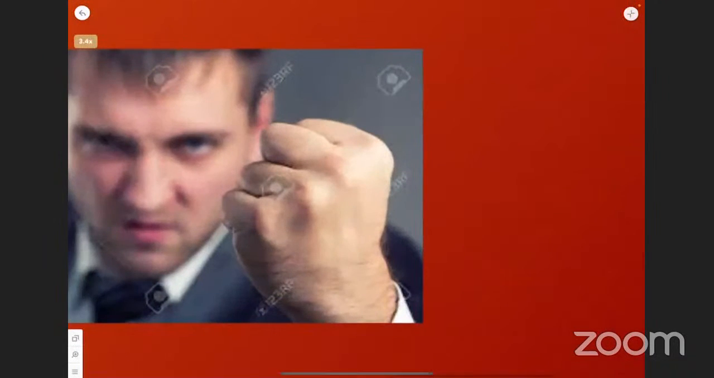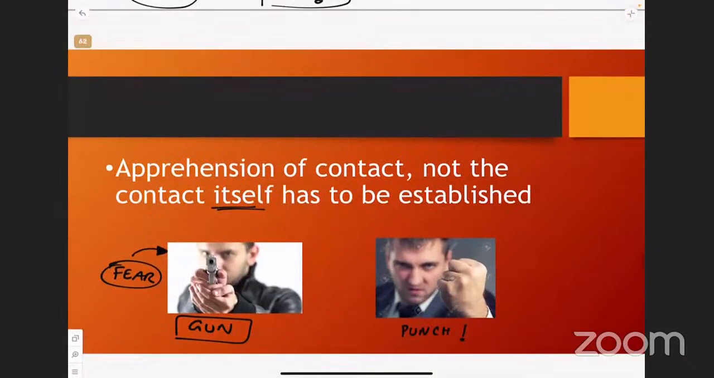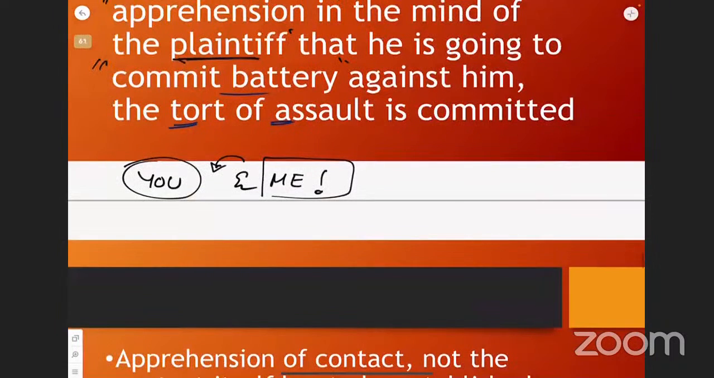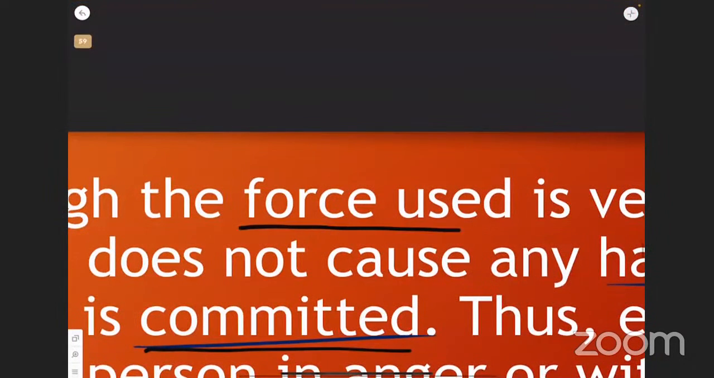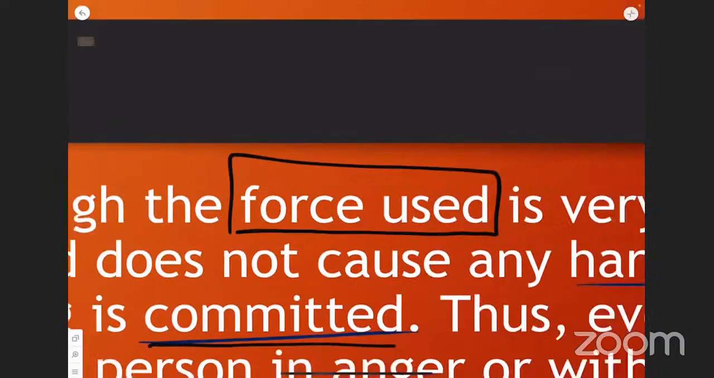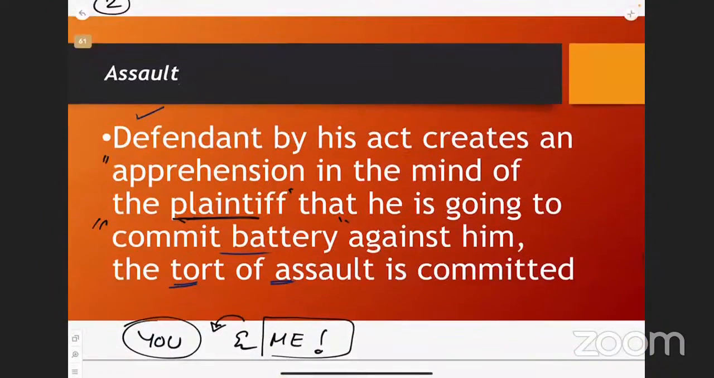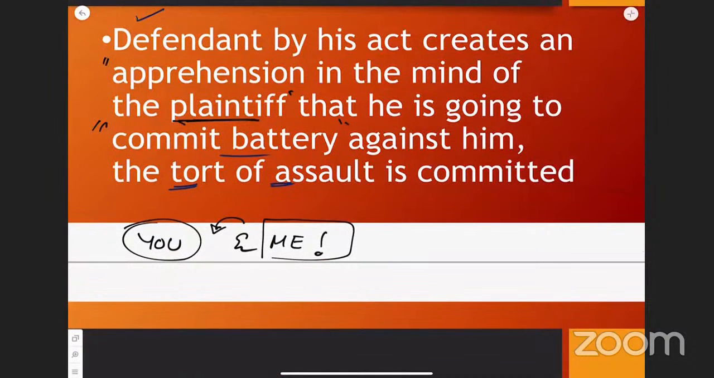Or suppose I'm going to show a fist. I'm going to say I'm going to punch you. If I say that, have I punched you? No. Have I punched you? No. But I'm going to tell I'm going to punch you. So you are going to get that apprehension of contact. That means there is an assault. Very, very interesting this is. So battery is what? There should be some force used on the other person. It may be less or more, but without consent, without justification. Assault is just an apprehension in the mind of the plaintiff that I'm going to hit you, I'm going to punch you, I'm going to shoot you.